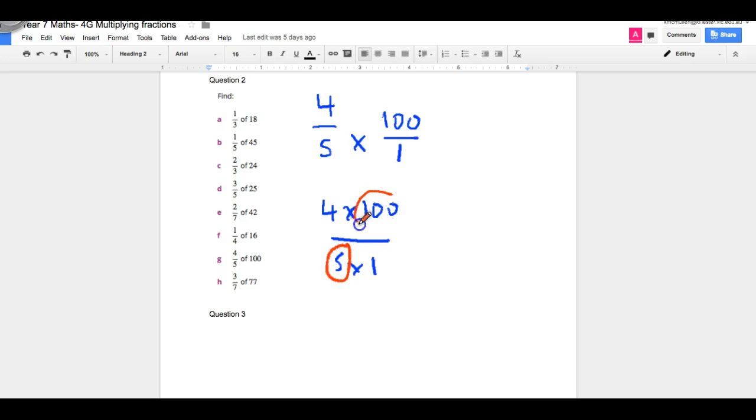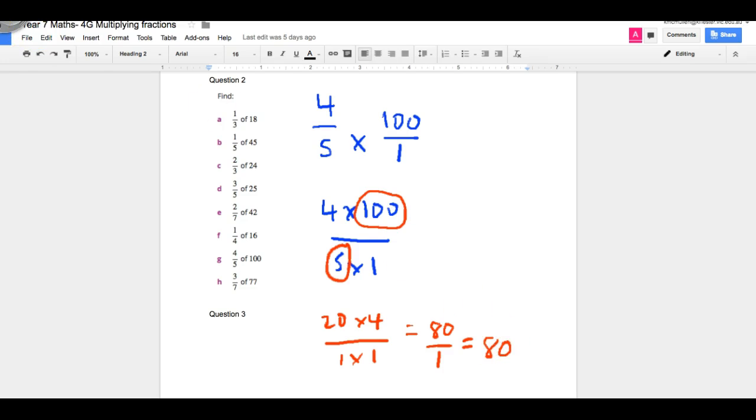So basically this is 100 divided by 5, which is 20. And then on the bottom we have just 1 times 1. 20 times 4 is 80, and then on the bottom we have 1. And you don't usually write fractions or integers as 80 over 1, it's just 80.